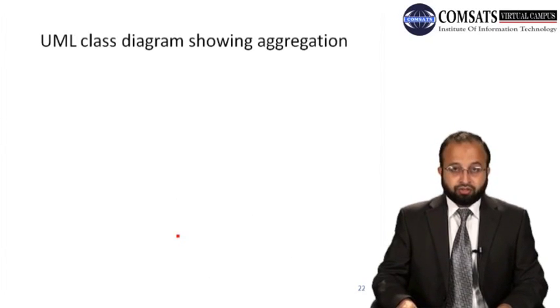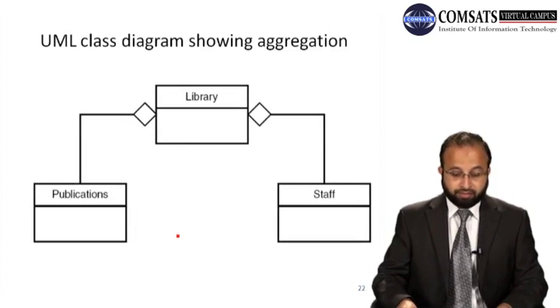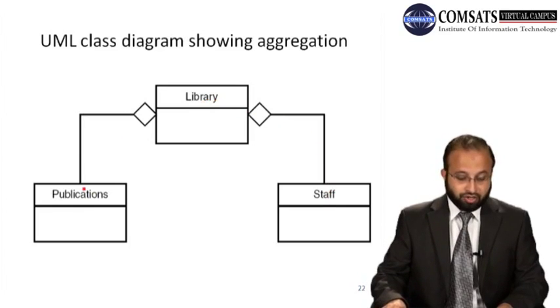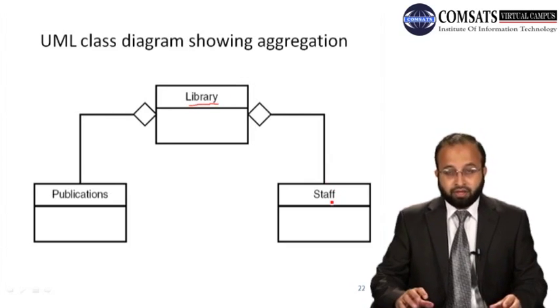UML representation that shows the aggregation relationship. So that is the diagram that represents this kind of relationship. So library has a staff. You can speak it out like this: library has a staff, right? So it's not an inheritance. The staff is inherited from library and publication is inherited from library. That relationship doesn't make sense. So the thing that makes sense is if we read it out like library has a staff.